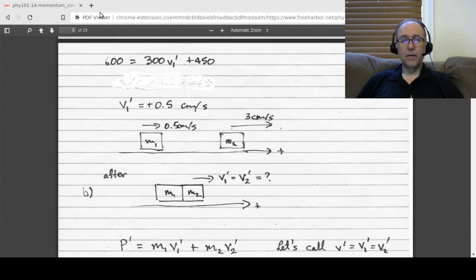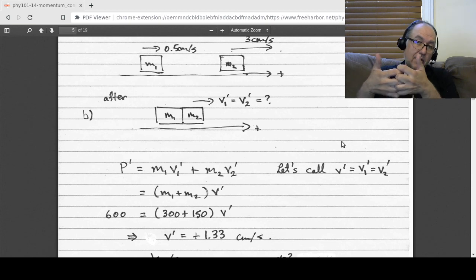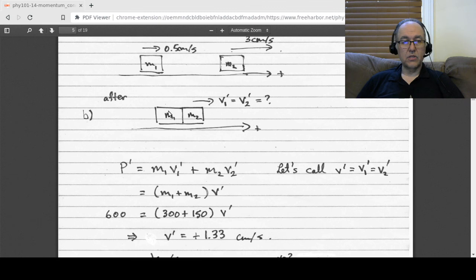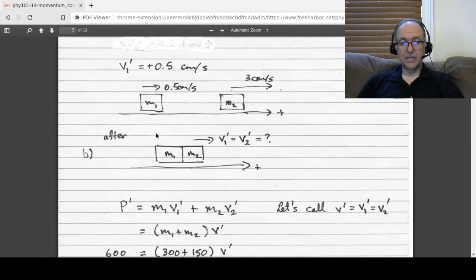For part B, I won't scroll back up. What I said was, let's imagine that these two gliders come together, but they stick. And so this interaction is one where delta t could be infinite. So they stick together. The before picture looks the same, so I didn't redraw it. I still have the 300 gram glider traveling at 2 centimeters per second to the right and the 150 at 0 velocity, okay? But the after picture now looks like this.